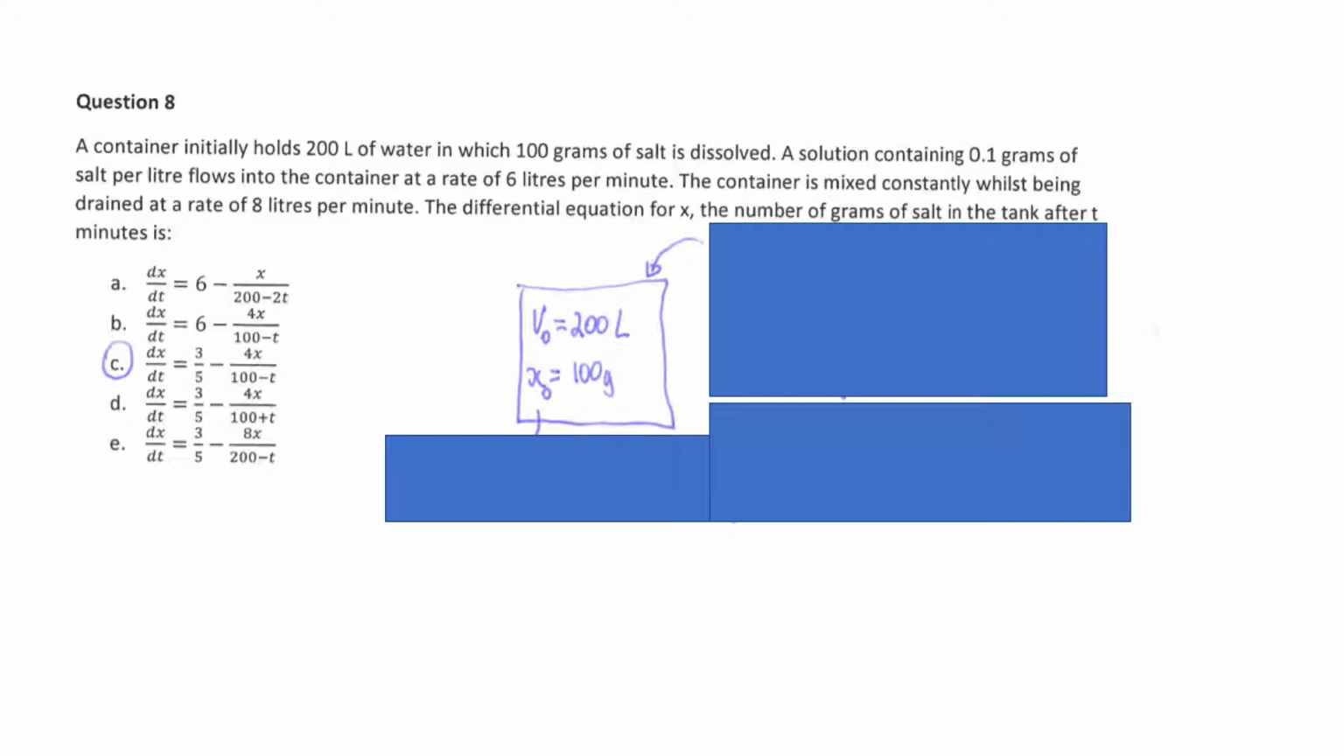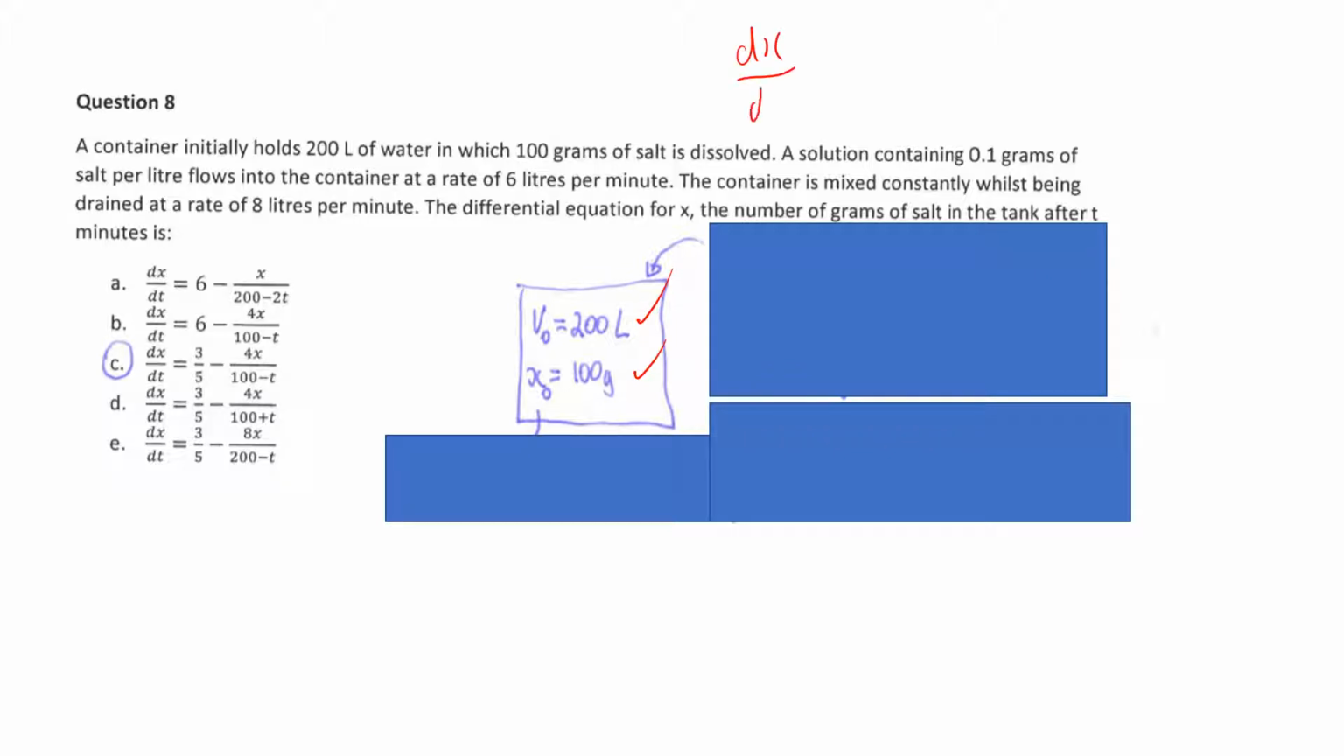Okay, question 8 was a classic mixing problem. A container initially holds 200 liters of water. There it is there, of which 100 grams of salt is dissolved. So there's our amount of substance initially, x naught. So a solution contains 0.1 grams of salt per liter. 0.1 grams of salt per liter. So that's a concentration thing.